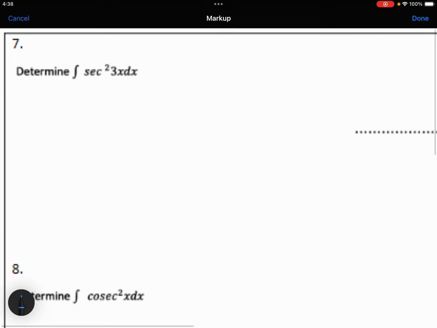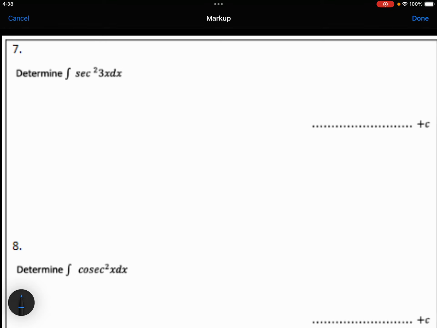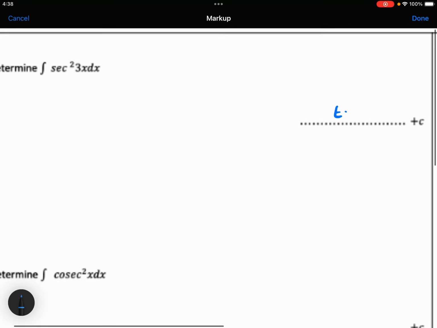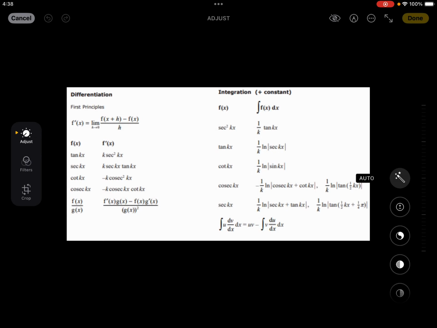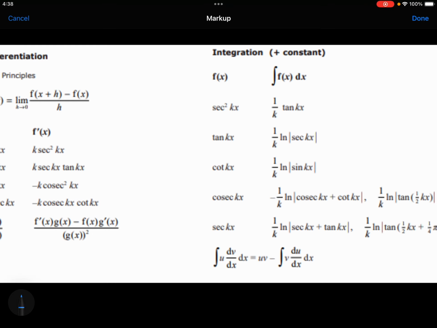So, question 7, we're integrating sec squared 3x. We know that sec squared is going to integrate to be tan. So we'll have tan 3x, and then we need to divide by 3 because of the reverse chain rule. So we'll get 1/3 of tan 3x plus c. Here's the result here. We know that sec squared will integrate to be tan.